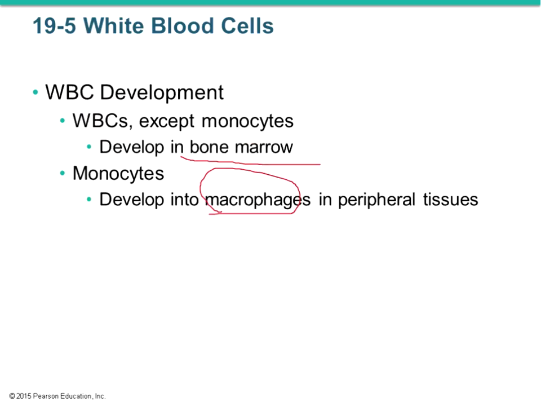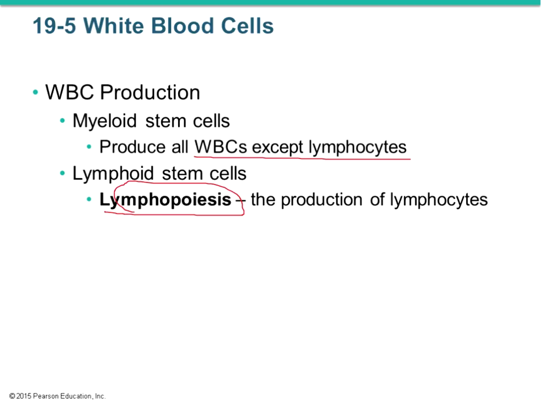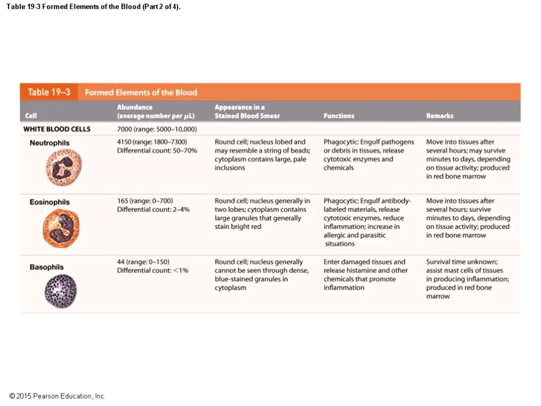So if we look at, I guess we need to go back here. We look at this slide again. It may not be on this slide, but here we are: GM-CSF, GCSF, MCSF. It's what's driving the formation of these different white blood cell types. So make sure you have a good understanding of CSFs.